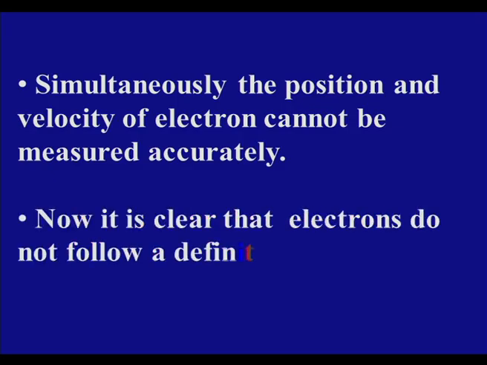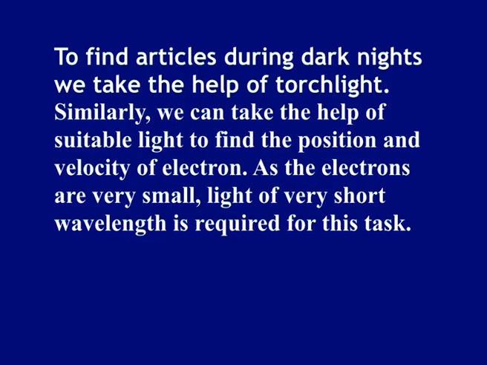Now, it is clear that electrons do not follow a definite path in an atom, because to see an electron, a light radiation should fall on that particle and the reflected radiation should reach our eyes, then only can we see any object. In a similar way, to see an electron, a particular energetic radiation should fall on the electron and be reflected and reach our eyes, then only it is possible to see it. But practically, when a radiation falls on an electron, the position and the velocity of the electron will be changed. That is why it is not possible to find the exact position and velocity of an electron simultaneously.